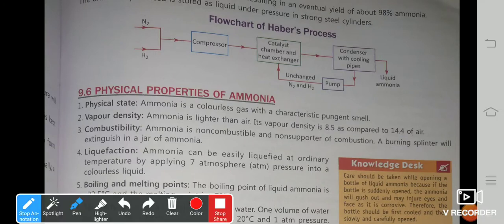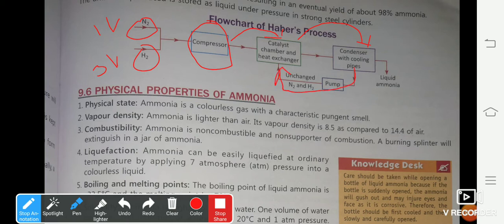Here you can clearly see nitrogen, hydrogen. Please remember the ratio: 1 volume of nitrogen and 3 volumes of hydrogen. It goes into the compressor where nitrogen and hydrogen are compressed, dried and purified, then sent to the catalytic chamber where heat exchange between the ammonia formed and nitrogen and hydrogen takes place. Then it is condensed at high pressure, approximately 200 atmospheres, where the ammonia is liquefied and taken out. Whatever nitrogen and hydrogen remains unreacted is passed by the pump back into the catalytic chamber where they can react again.